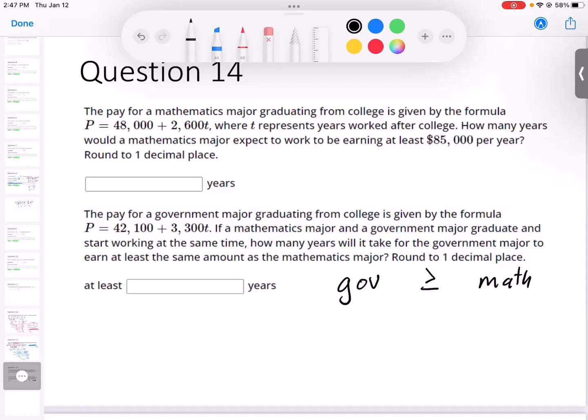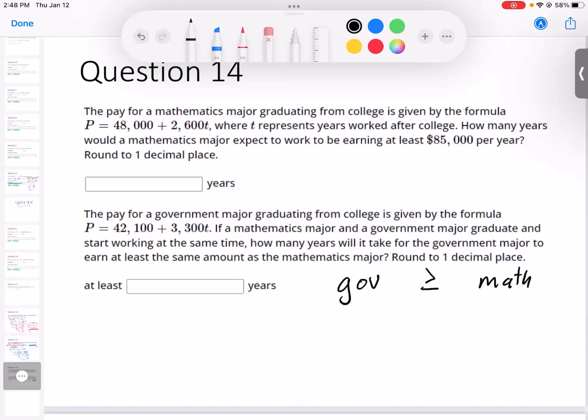Do you just make it the same equation as the first one? No, because it's asking a different question. So this one was, how many years would it take for the math major to be earning at least 90,000? This one is saying, how many years will it take the government major to earn at least the same amount as the math major? This is kind of the general structure of how that inequality will go, because you want the government pay to be greater than or equal to the math pay. And then you plug in how much the government one gets paid and how much the math does. So this is the formula for government pay. This is the formula for math pay.